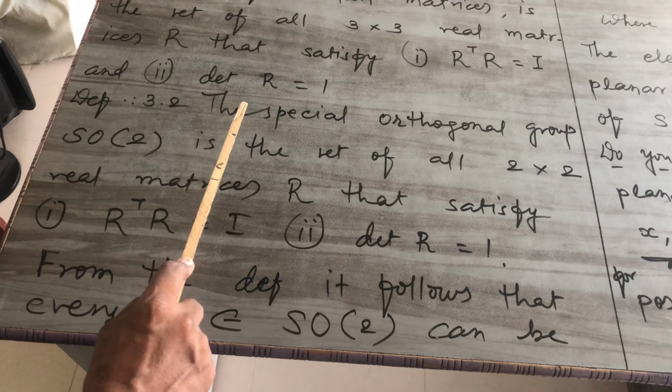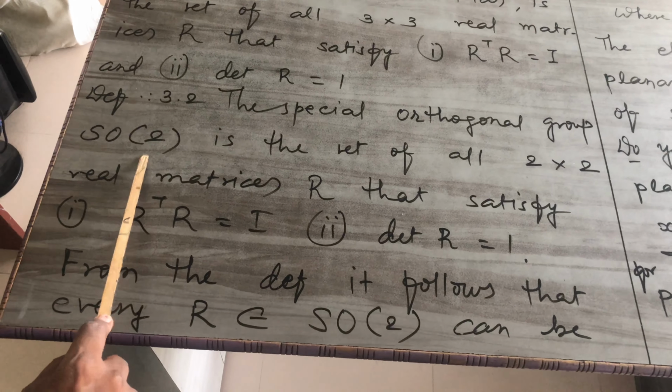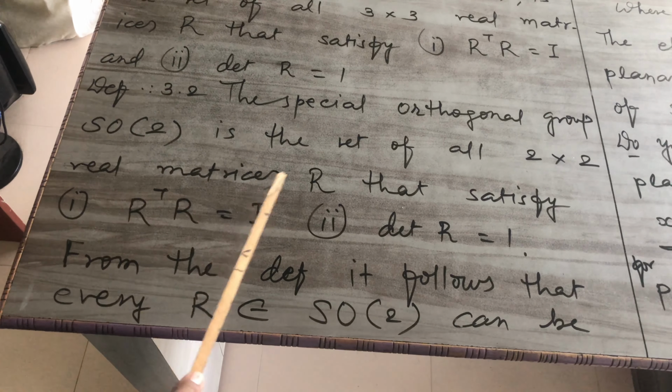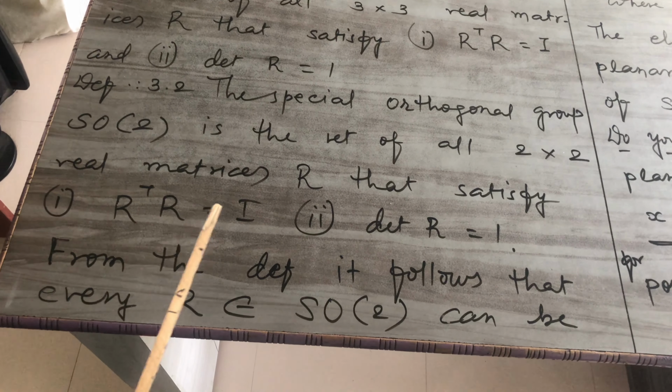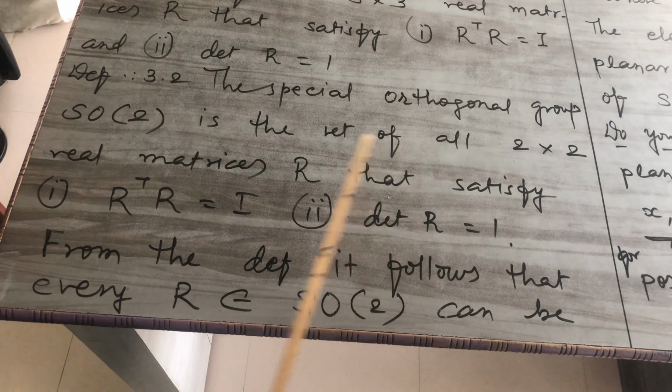Definition 3.2. The special orthogonal group SO2 is the set of all 2 cross 2 real matrices R that satisfy: one, transpose of R times R equals the identity matrix, and two, determinant of R equals 1.